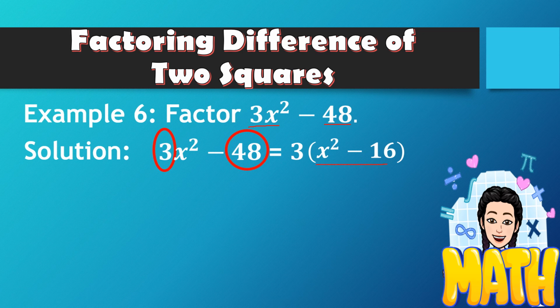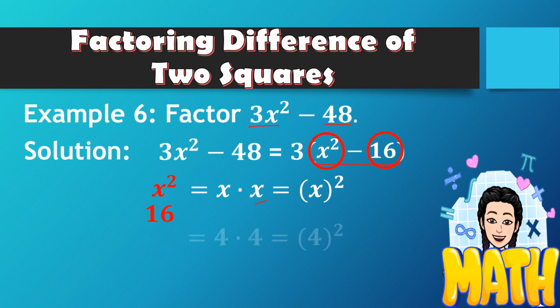We know that x squared minus 16 is a difference of two squares. That's why we can still factor this by applying the pattern in factoring difference of two squares. So let's get the square root of x squared. So for x squared, that can be expressed as x times x equals the square of x. So the square root is x. For 16, that is equal to 4 times 4 equal to the square of 4. So its square root is 4.